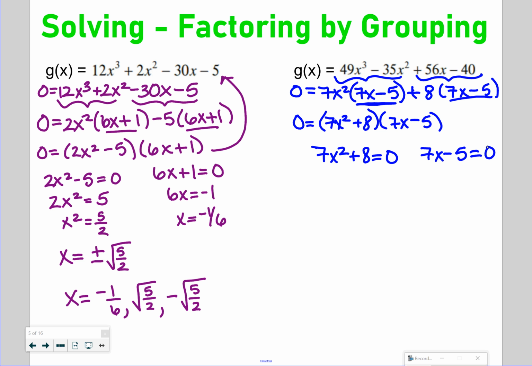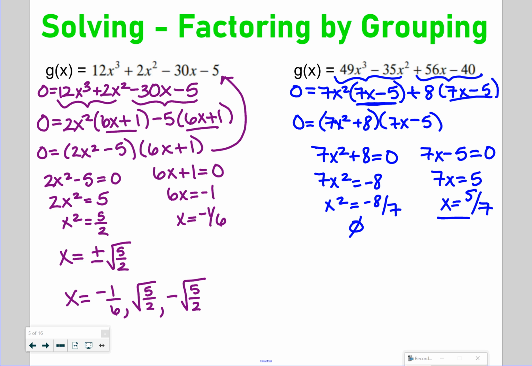Setting each of my factors equal to 0 now, I can solve. Again, I'm going to start with the one on the right, my linear equation. I'm going to add 5 and divide by 7. I get 5/7. The one on the left, I'm going to subtract 8, divide by 7, and then if I take the square root of both sides at this point, I'm taking the square root of a negative. And remember, that gave us no solution before, we saw that special case. So I'm not going to get any solutions from that factor, meaning my only answer to this equation is x equals 5/7.